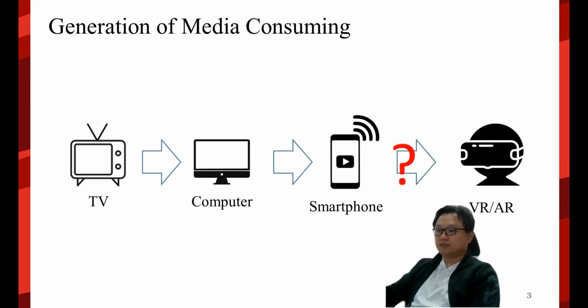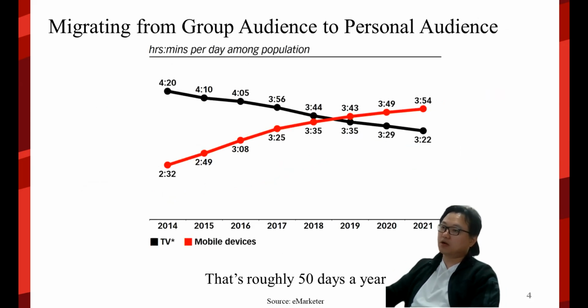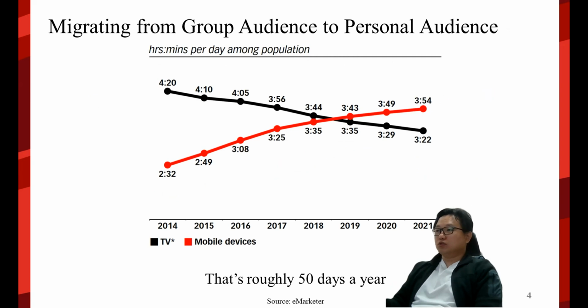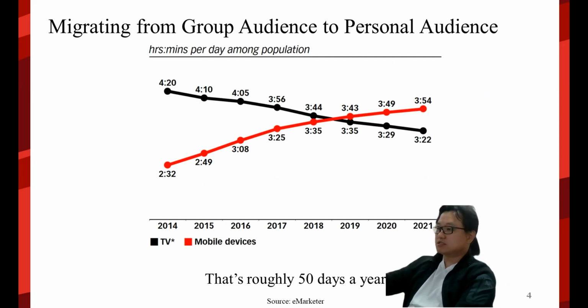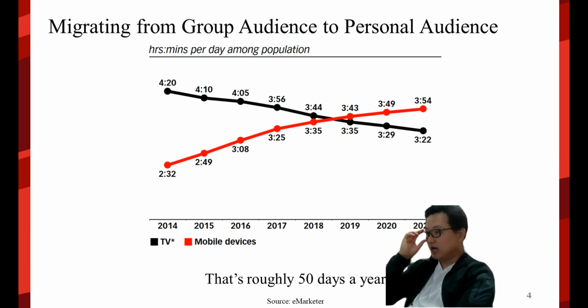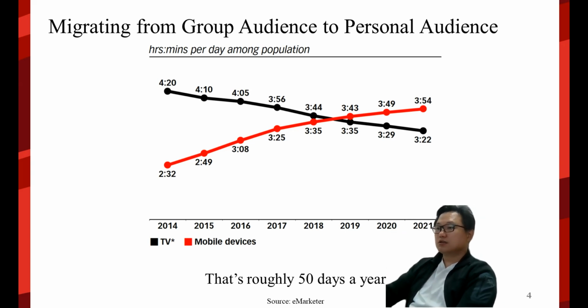Probably, yeah. Then how is streaming to VR and AR different from current smartphone streaming? We are migrating from the group audience to the personal audience, meaning mobile devices, which we call the personal audience. The group audience is like watching TV, so the family watches the same TV, but I watch my YouTube. In 2018 there was a grand cross: personal watching exceeded group watching.